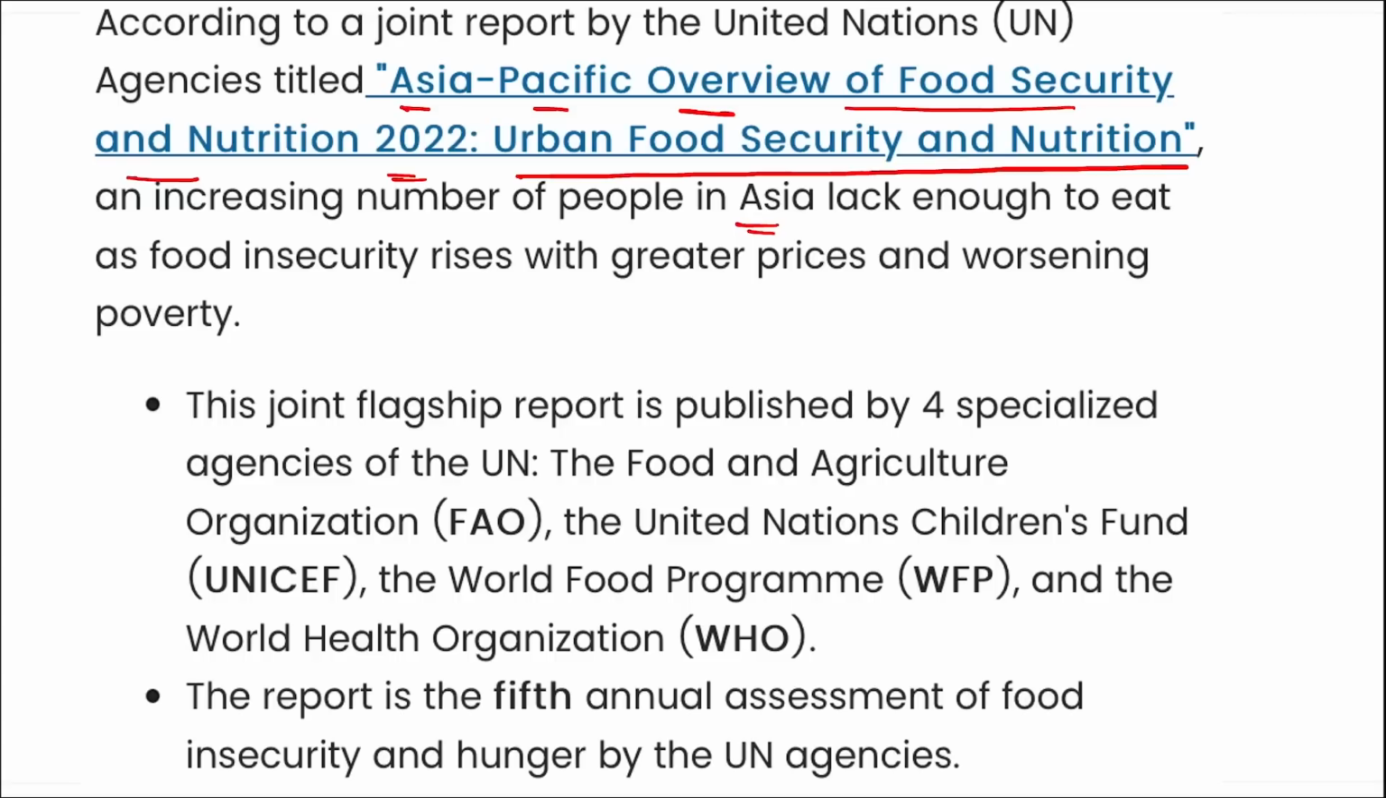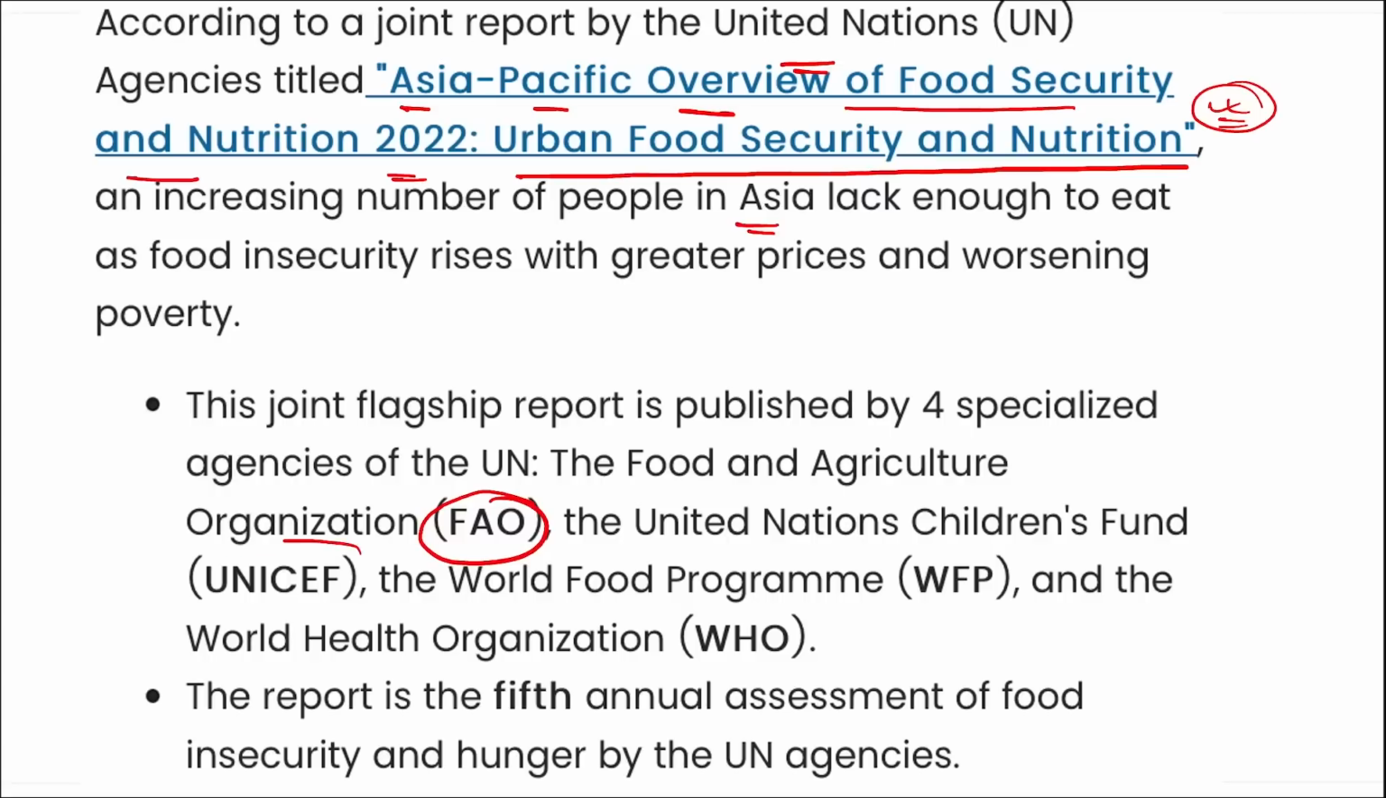They won't be having enough energy, and you will see this is happening in major parts of Africa. All right, it is not just in Africa, in India also you will be seeing a large amount of the population does not have enough food to eat on a daily basis. They do not have enough money to eat food on a daily basis. All right, and this is the report that was released by the United Nations. All right. Apart from this, remember the joint flagship report is published by four specific organizations.